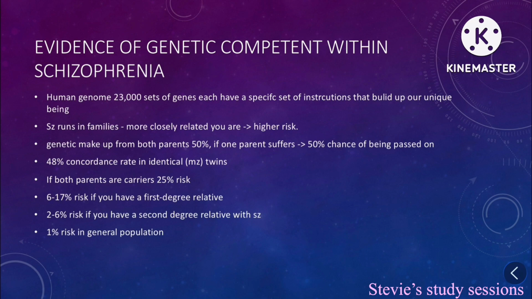There's a 6 to 17% risk if you have a first-degree relative who has schizophrenia. There's a 2 to 6% risk if you have a second-degree relative with schizophrenia, and there's a 1% risk to the general population of having schizophrenia.